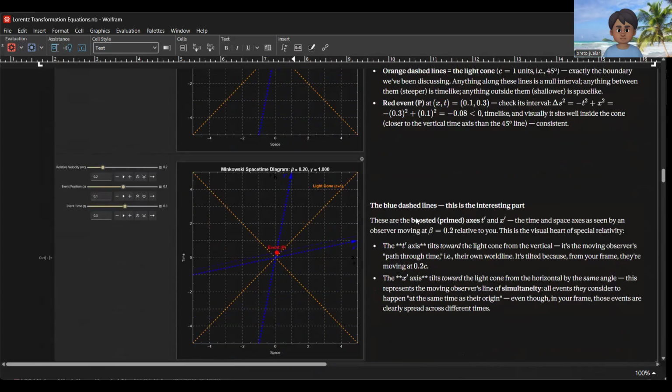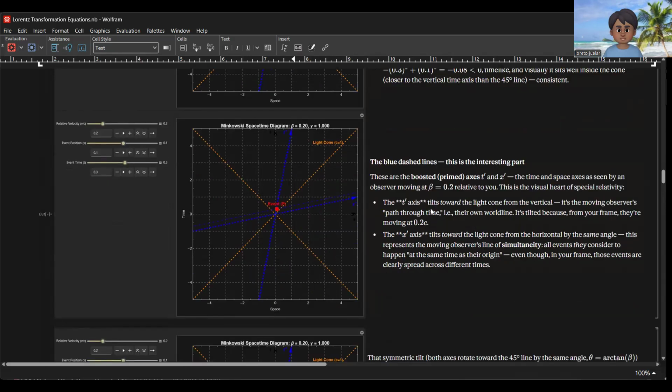Then for the blue dashed lines here, this is the interesting part. These are the boosted, the prime axes: the x prime here, and the t prime here. So the time and space axes as seen by an observer moving at beta equal to 0.2 relative to you. This is the visual part, pure spatial relativity.